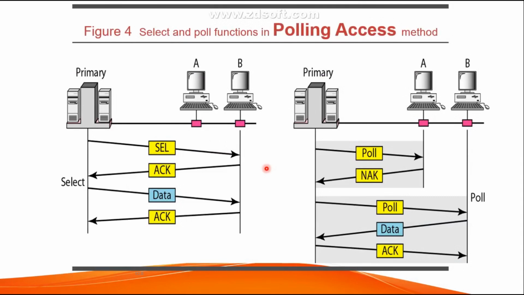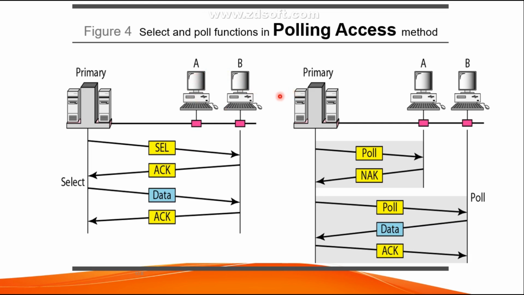Next is the next method. It is called the polling access method. This polling is going to work with topologies in which one device is designated as a primary station and the other devices are designated as secondary stations. So we have shown a primary station like this one, and these are the secondary stations, A and B, over there.